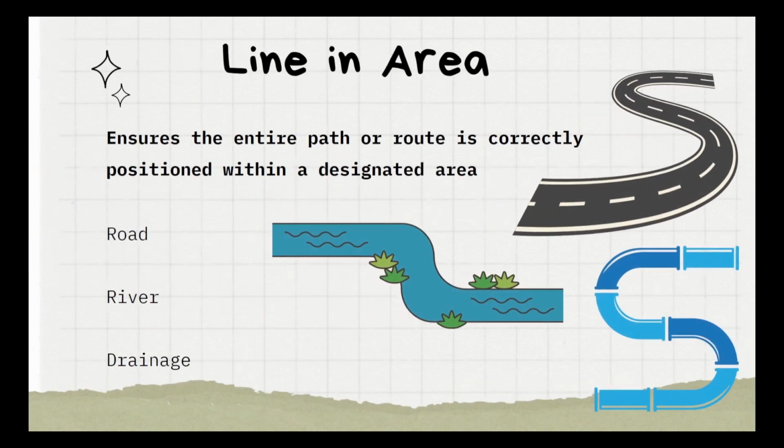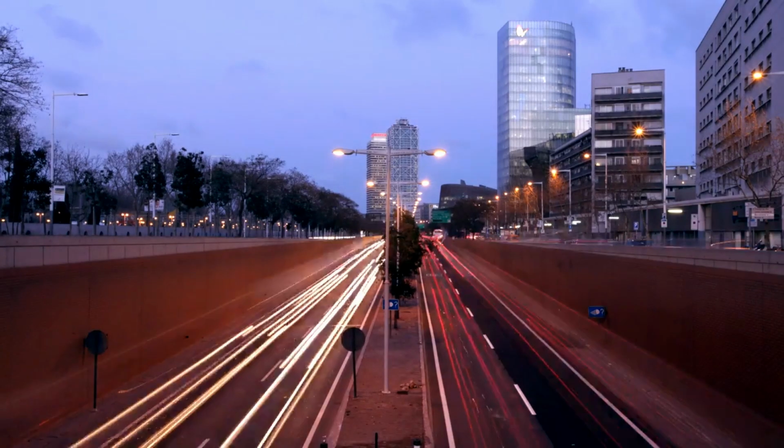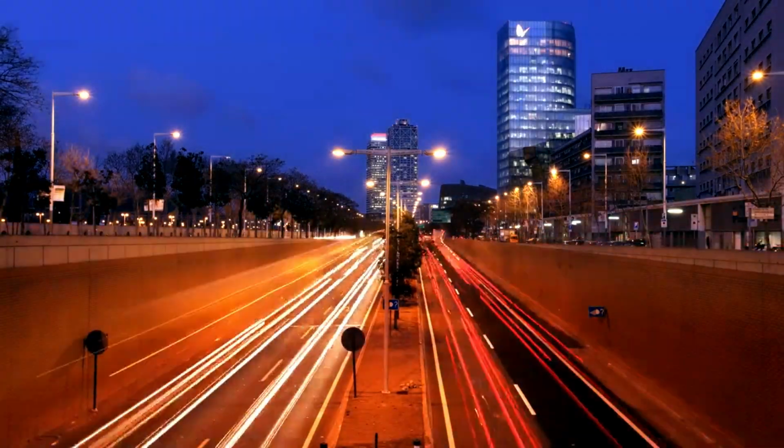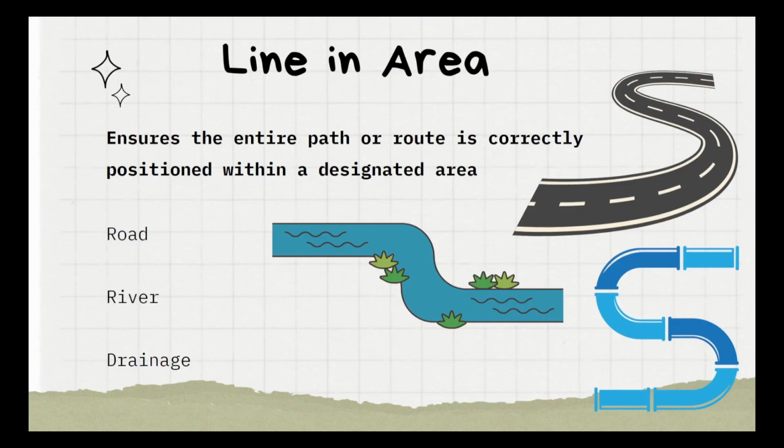Line in area analysis focuses on the relationship between linear features like roads and rivers and the larger geographic areas they traverse. Our first example involves road networks. By employing line in area analysis, we can evaluate how roads traverse and interact with various geographic areas. Moving on to rivers.